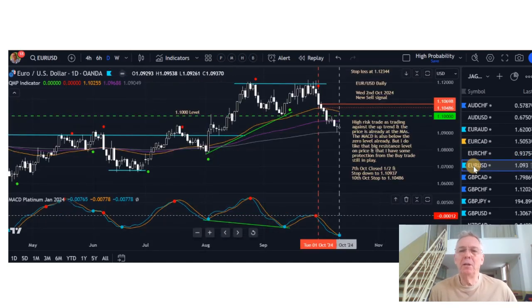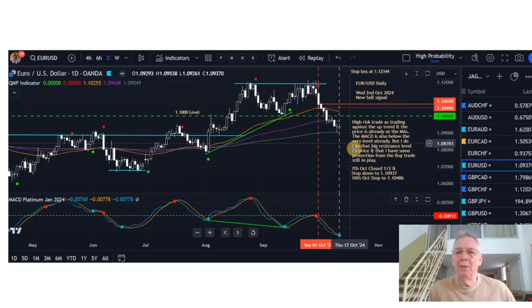Euro USD in a sell trade from the 2nd of October up here. Nice double top here on the price. It was a good setup. Took the sell, 7th of October, closed half. So I'm thinking that might be, had some profit on the table. So yeah, big bearish candle onto the 100 moving average. MACD Platinum was already through the zero level. Closed half.